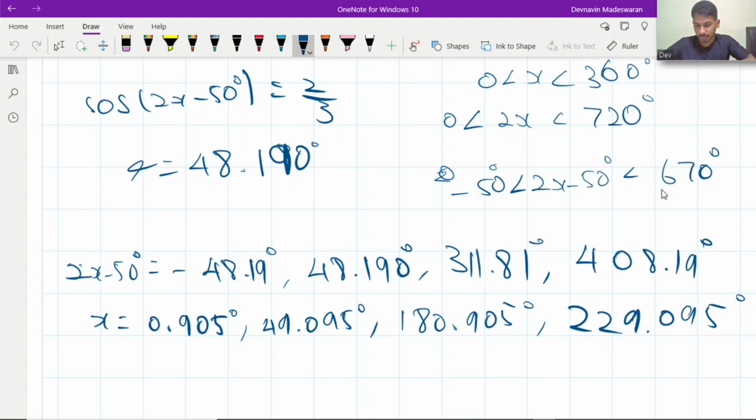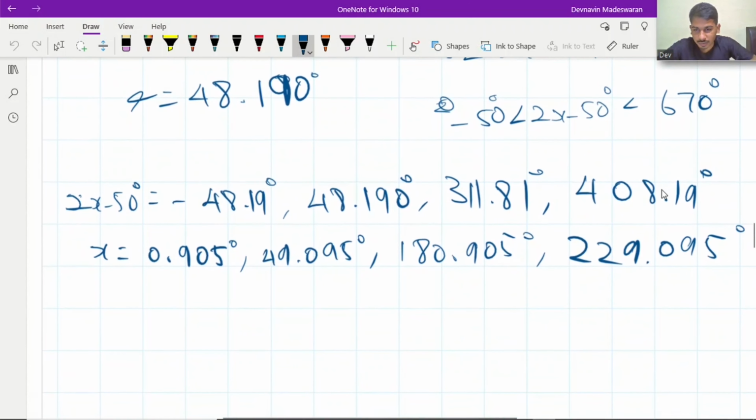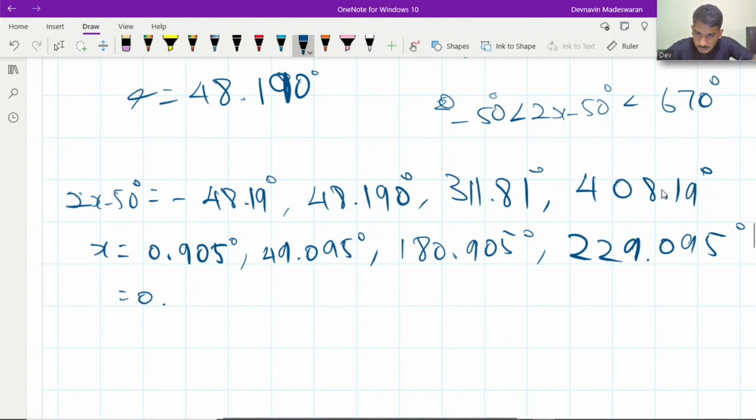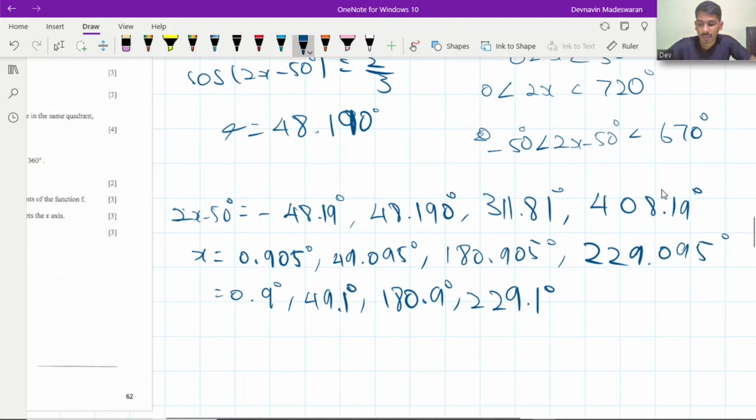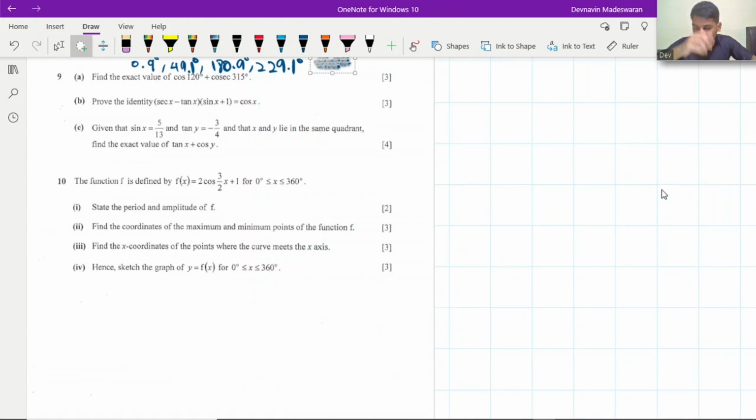It does give me 2/3, so it's fine. So I'll change everything to one decimal place: 0.9 degrees, and then 49.1 degrees, and 180.9 degrees, and 229.1 degrees. Okay, now let me move on. Now for the ninth question.